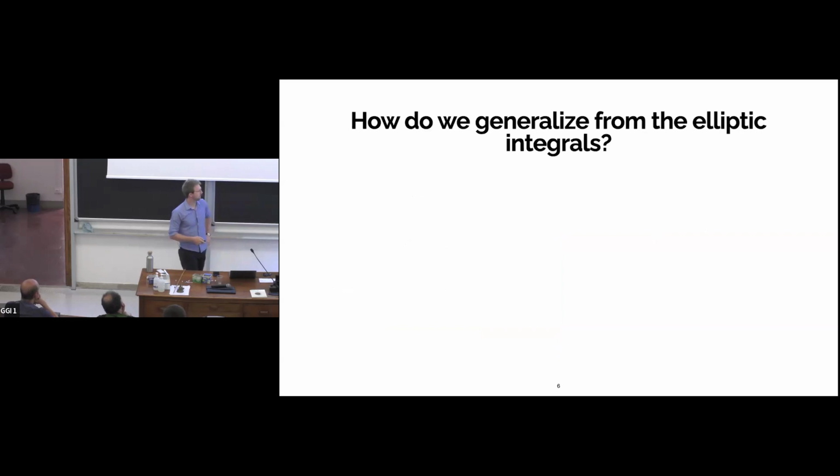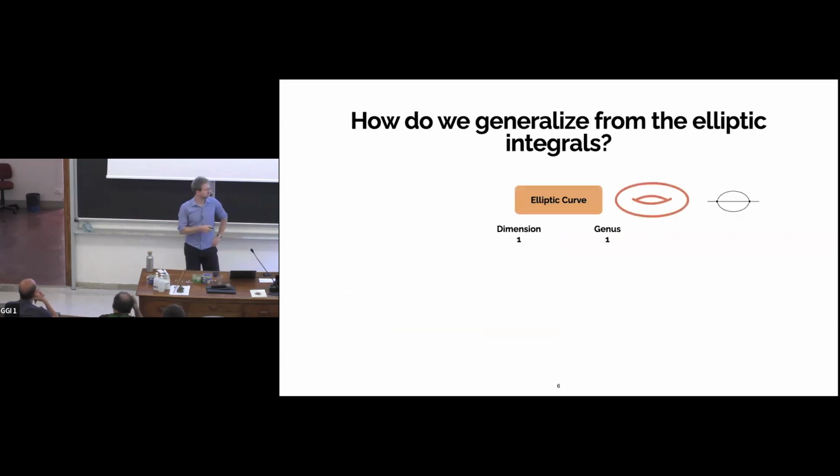Okay. Now, as I said before, we know elliptic integrals have been ubiquitous. People have been looking at them for quite a while now. In this case, an elliptic curve, you can think of as a complex dimension 1 manifold, and you can also think of it, of course, as a genus 1 curve. And the simplest integral that is associated to an elliptic curve is the sunrise integral, where all of these propagators here are massive. But then the question is, how do we generalize from that?